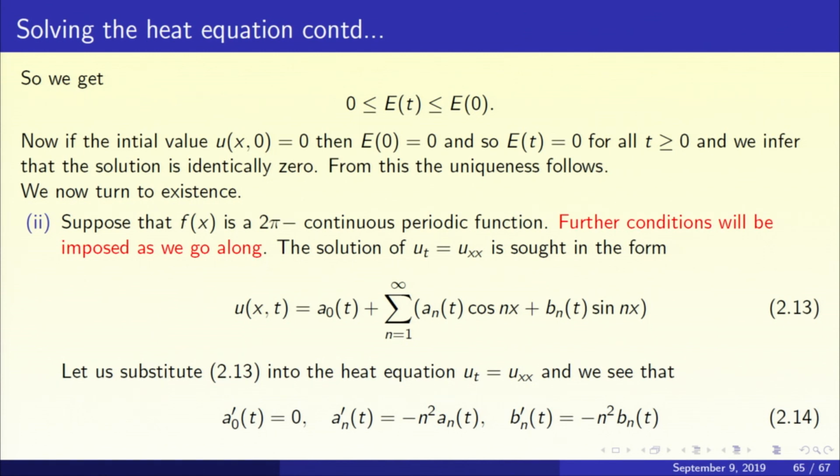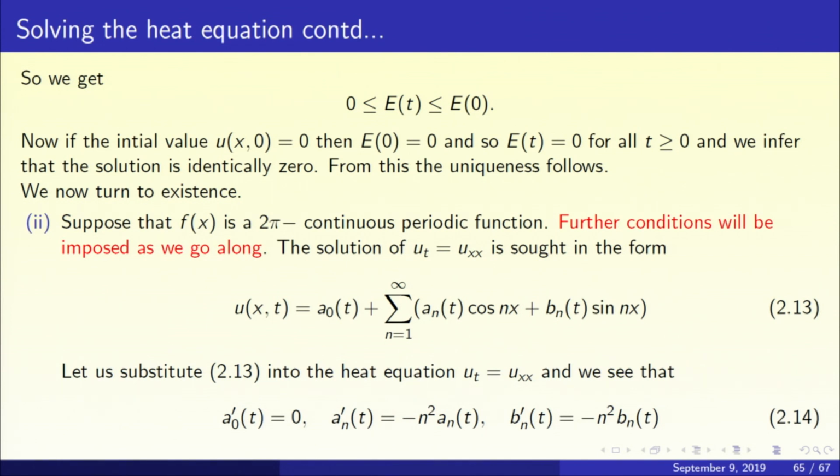We must go ahead and prove existence. The existence is via Fourier series. The solution that you are looking for, you simply write it as a Fourier series 2.13: u(x,t) equals a_0 plus the summation n from 1 to infinity of a_n(t) cos nx plus b_n(t) sin nx. The Fourier coefficients will depend upon t.